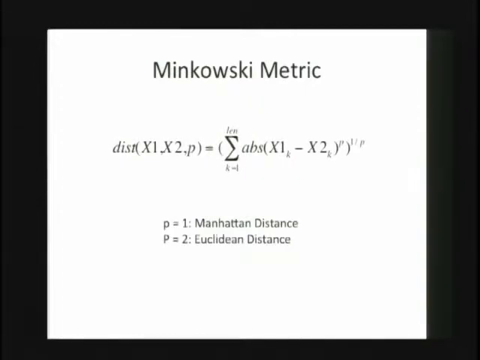So we take the absolute difference between each element of x1 and x2, raise it to the pth power, sum them, and then take the 1 over p. Not very complicated. So let's say p is 2. That's the one people are most familiar with. Effectively, all we're doing is getting the Euclidean distance.